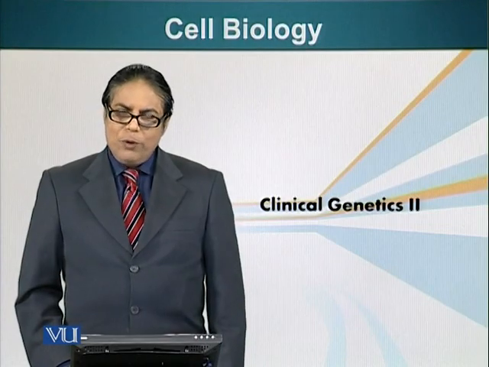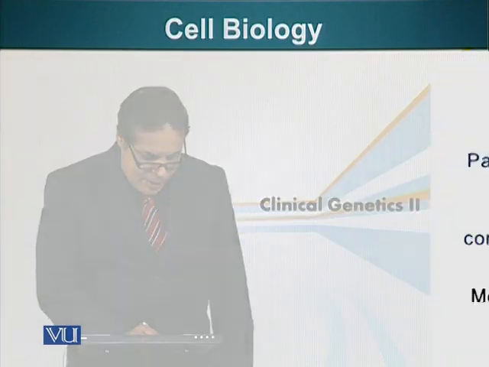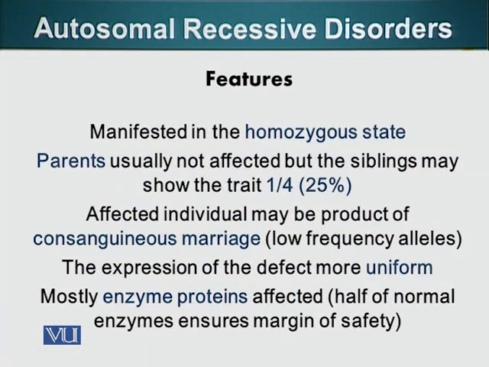In this module, we will look at the features of autosomal recessive disorders and X-linked disorders. So, first of all, let's look at the features of autosomal recessive disorders manifested in homozygous state. We already know what that means. Parents of an affected person are usually not affected. However, the probability that this particular disease or trait will appear in the siblings of that person is 1 in 4 or 25%. Affected individuals may be product of consanguineous marriage.